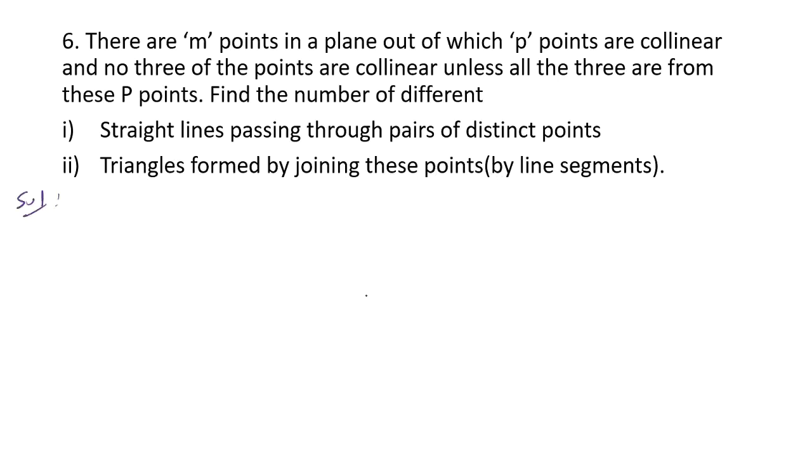So there are m distinct points in a plane. Out of those m distinct points, there are p points which are collinear. So 1, 2, 3, and so on up to p. These are my p points which are collinear. And the remaining points are not collinear. So the remaining points are like this, scattered.